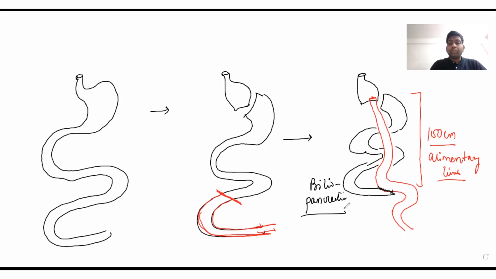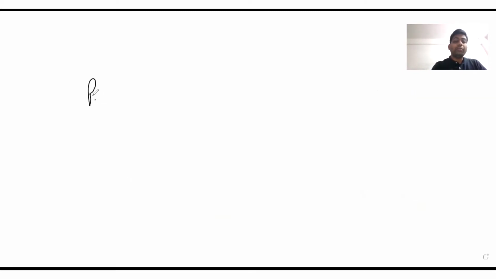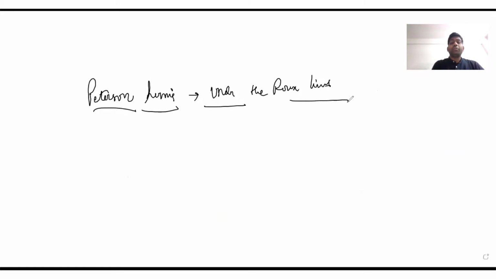Now, what are the problems in this? Under the Roux limb, there can be a hernia, and that hernia has been given the name Petersen hernia. Apart from this, there can be complications like deep vein thrombosis. There can be complications of anastomotic failure. These are the main things about Roux-en-Y gastric bypass.